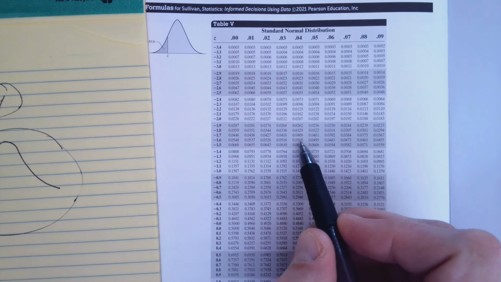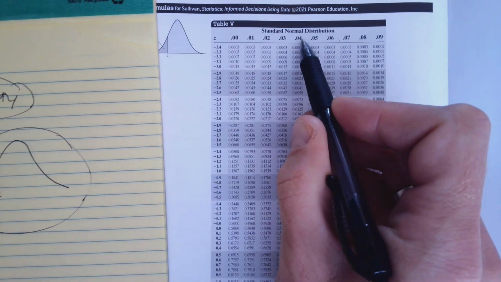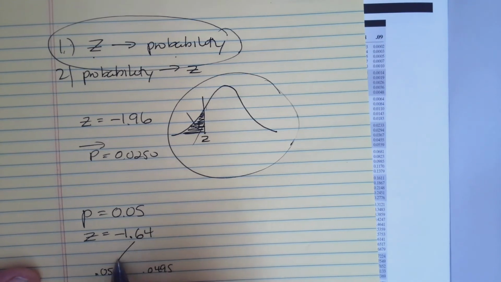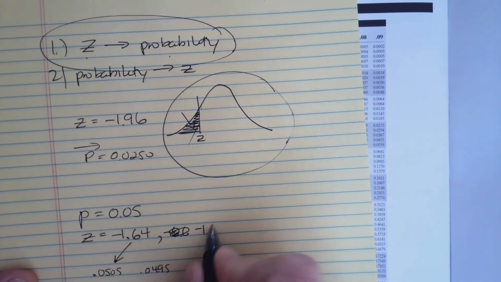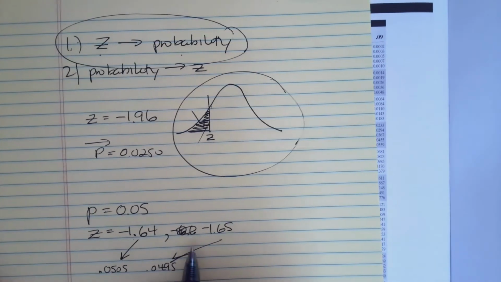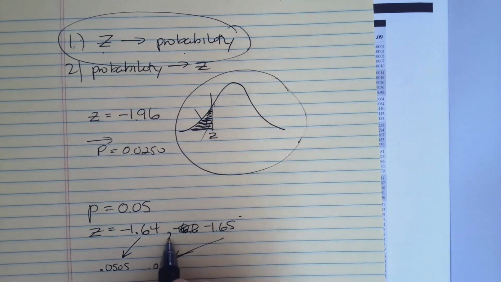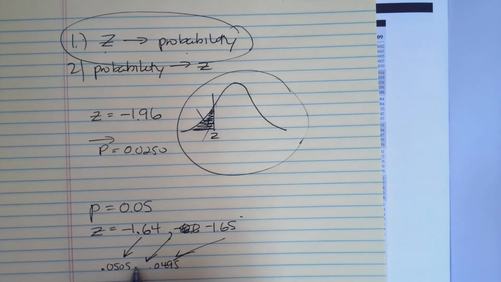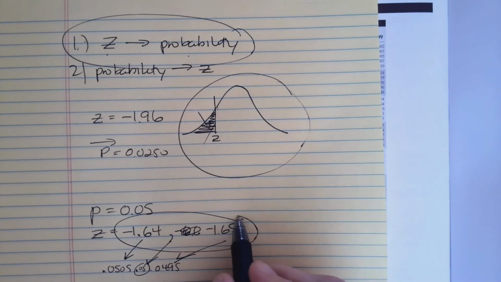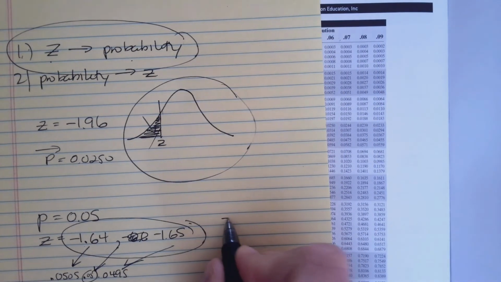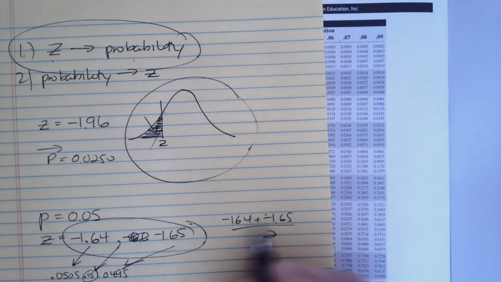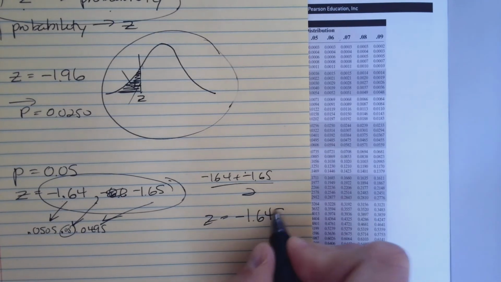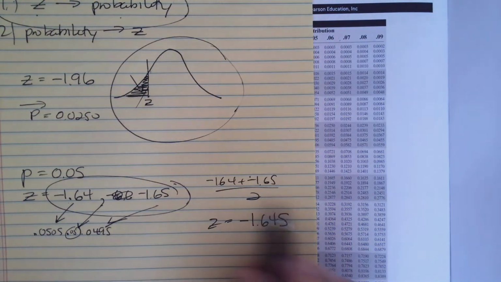If I look up from the 0.0505, I find a 4 in the hundredths place. So that corresponds to this one, and negative 1.65 corresponds to this one. So I want to find what's right in the middle, which would be my 0.05. So I'll just average these two values. If you add negative 1.64 and negative 1.65 and divide by 2, you'll find that halfway in between is negative 1.645. So that's the z-score that I want.